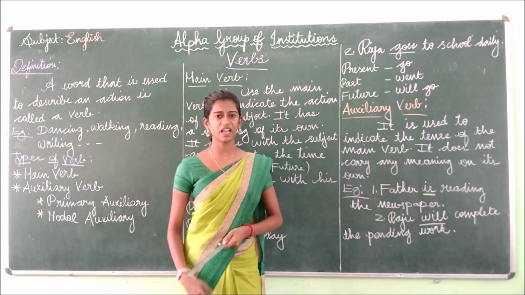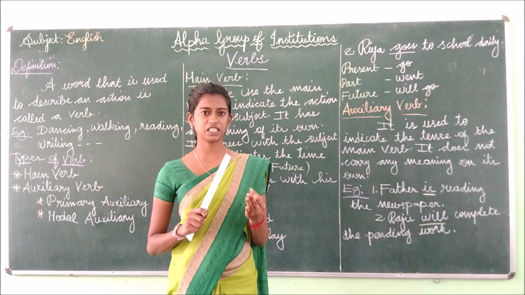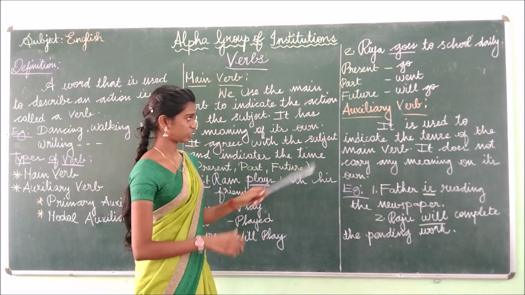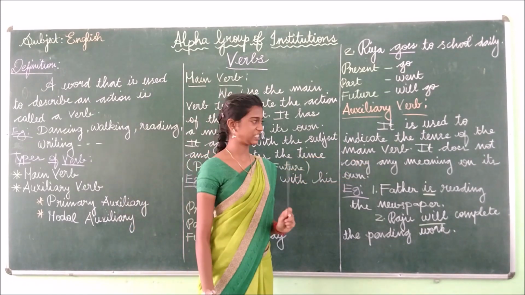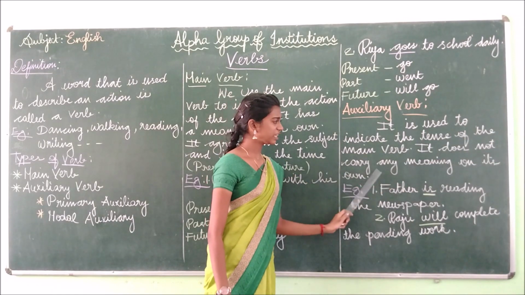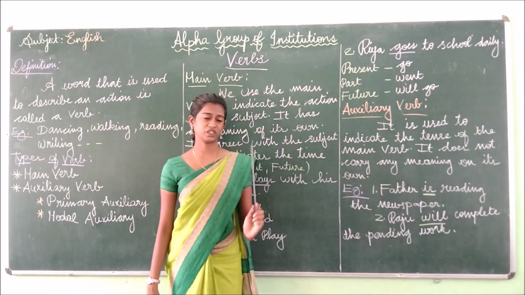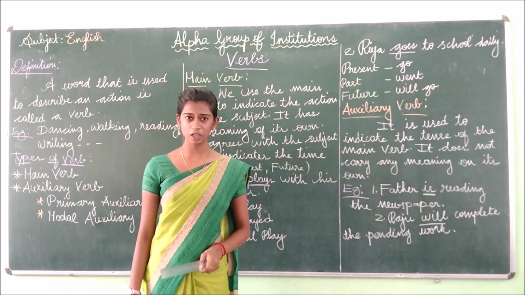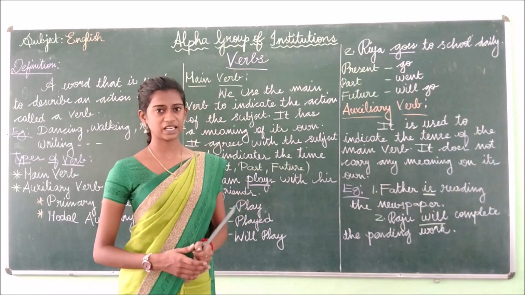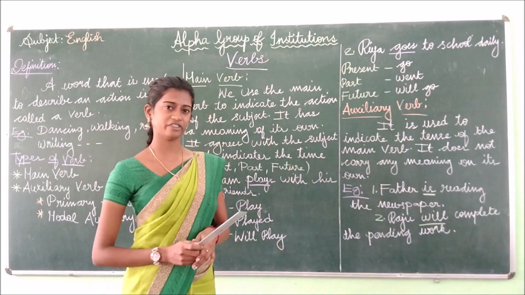So, what are the three tenses we have seen? Present tense, past tense, and future tense. So, this auxiliary verb indicates the tense only. It does not carry any meaning on its own. The main verb has a meaning of its own, but this auxiliary doesn't have any meaning of its own.